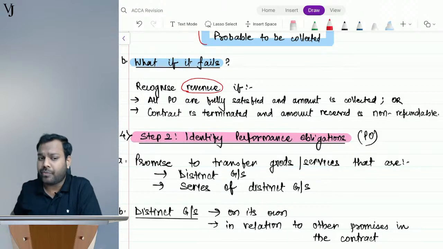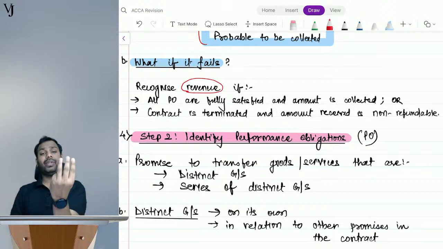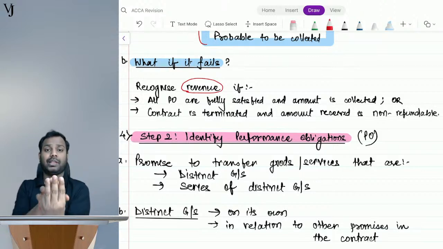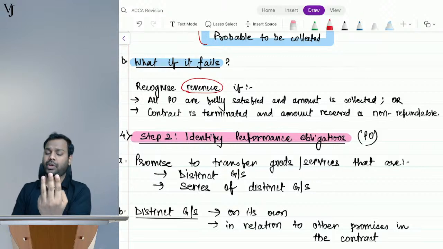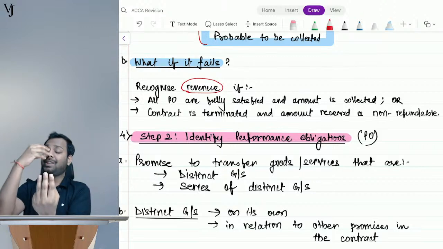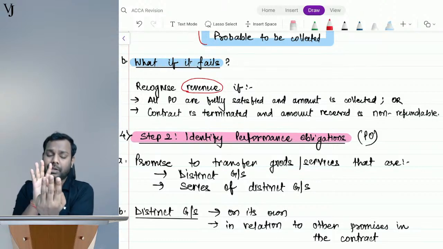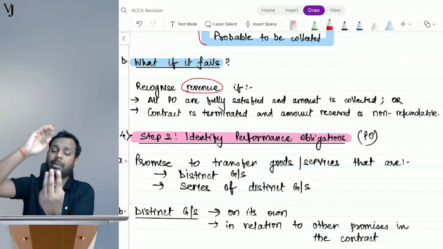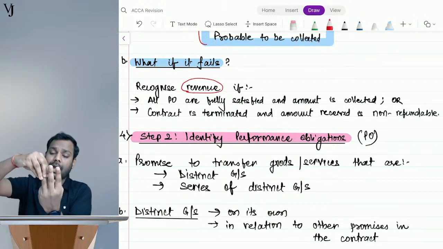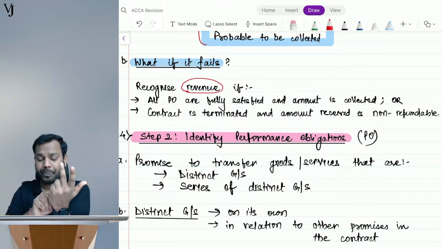Then a question should come from you: what difference does the existence of a contract make? Understand? If there are three performance obligations, what did we used to do? First, we identify whether a contract exists. In step two, we identify the performance obligations. In step three, the transaction price. In step four, we allocate the transaction price to each performance obligation. And in step five, we recognize revenue as and when the performance obligation is satisfied.